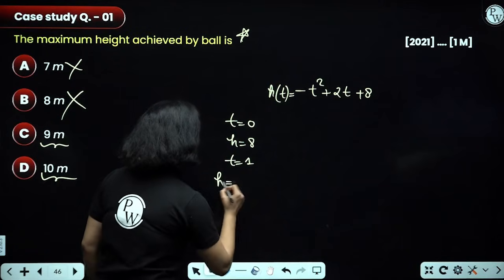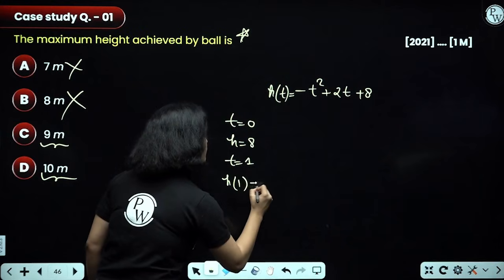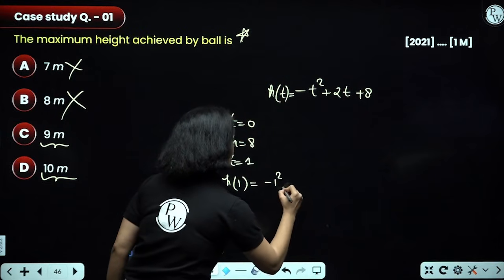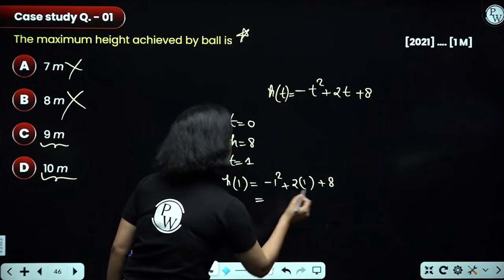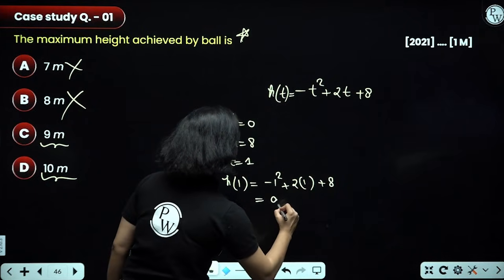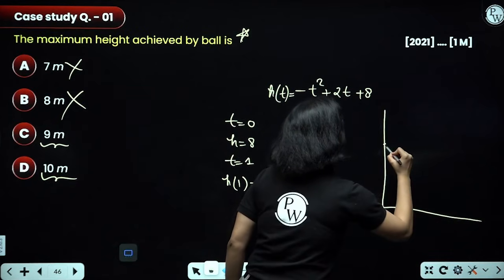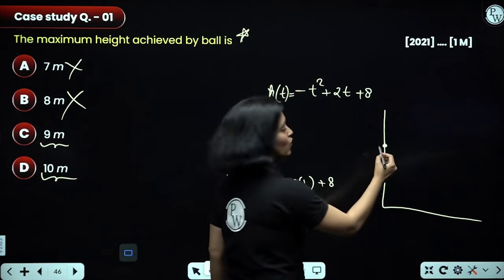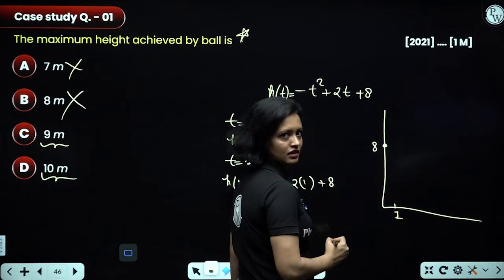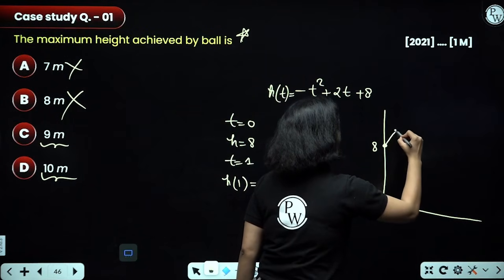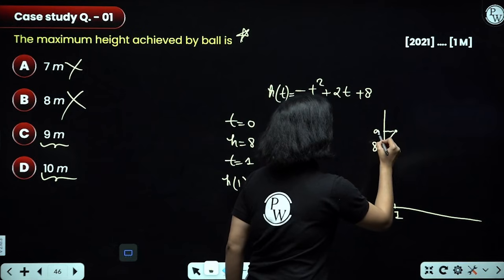I'll write it like this, it would be more helpful. h(1) would be minus 1 square plus 2 into 1 plus 8. That would come out to be 9 meters. I'll draw the rough diagram here: time was 0 and height was 8. Now, when time is 1, the height achieved is 9 meters. I hope this is clear to everyone.